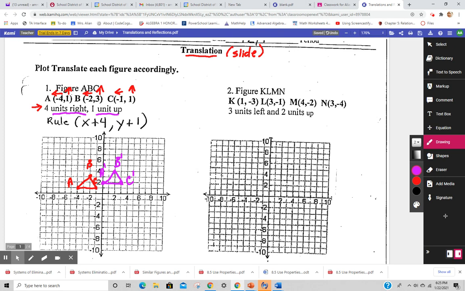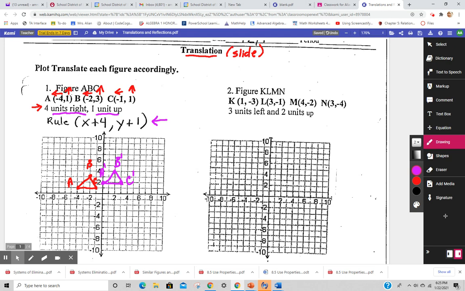This is how you say it in word form, but this is how you say it in algebraic form. You move every x value 4 units to the right. You move every y value 1 unit up. So that would be +1. So (x + 4, y + 1) is the same thing as 4 units right and 1 unit up.